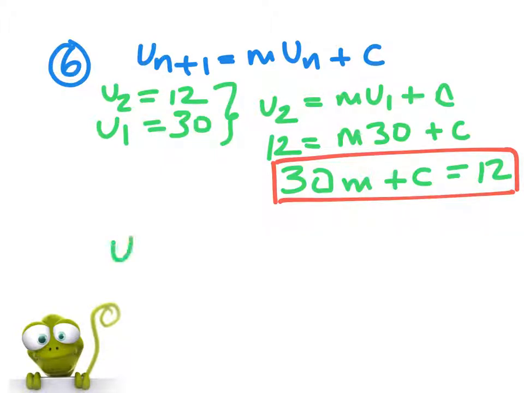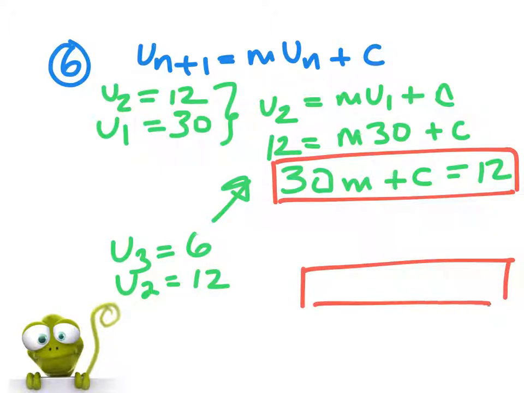Repeat it again with the fact that you know that U3 is equal to 6 and U2 is equal to 12. So just repeat this process. You'll get a second answer, and once again simultaneous equations will eventually get you the values of M and C.